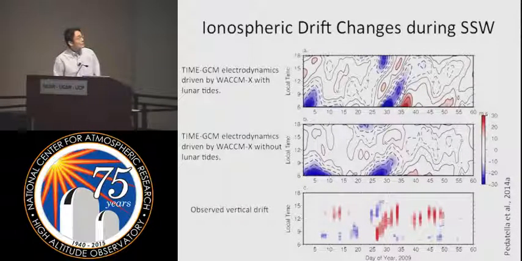So he was able to get quite large day-to-day variability in the vertical drift, not only in the magnitude change, but also in the local time phase of the vertical drift, which compares very well with the observation. This is an observation, I think, at Jicamarca. And he also added the lunar tides, and demonstrated that the lunar tides play a very important role in the variability. This is without the lunar tides.